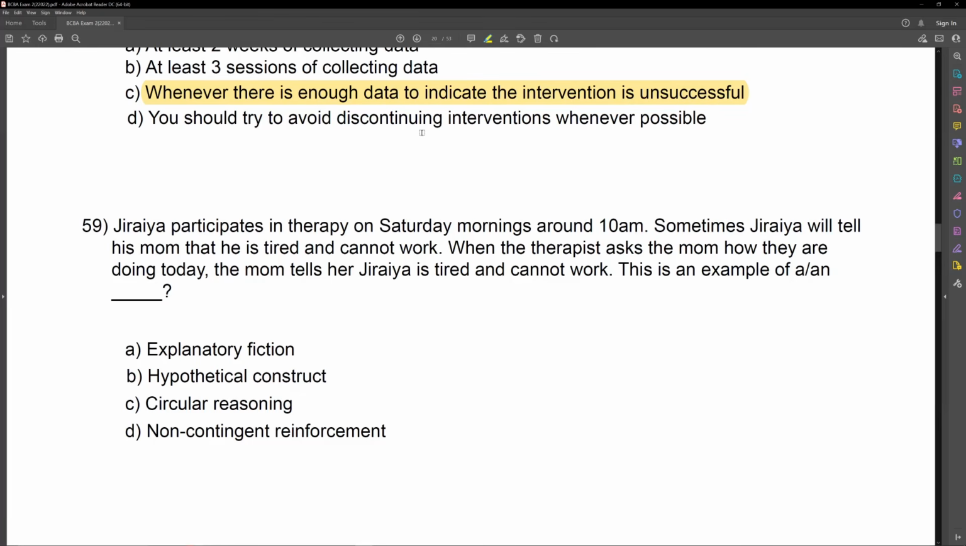Don't get too confused by this. Know what mentalisms are, know the three types, know why we avoid them, okay? But don't confuse yourself. In this case, we're explaining away this behavior with the fiction that Jariah is tired, he cannot work. Our answer here is going to be A.